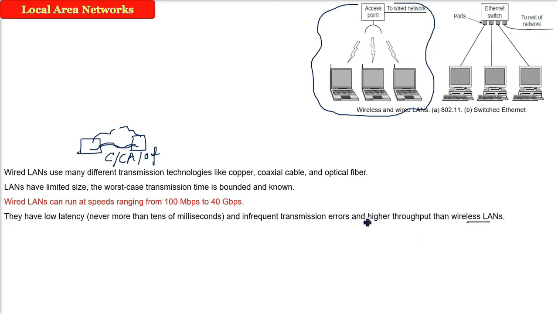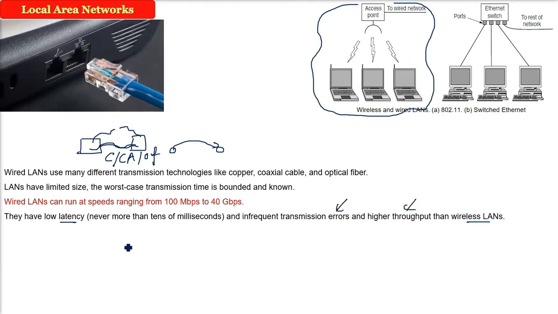The errors will be very few in wired LANs. The throughput will be higher. Throughput means how many bits, or how much content, can travel at a point. We'll talk about throughput and latency in detail. But for the time being, in wired LANs, latency will be less, errors will be less, and throughput will be higher. You won't get that in wireless LANs.